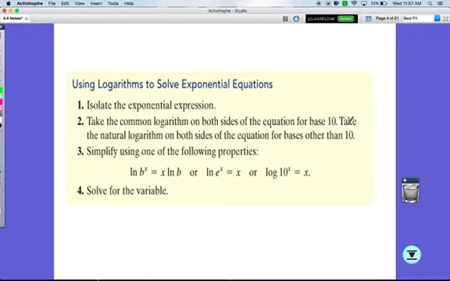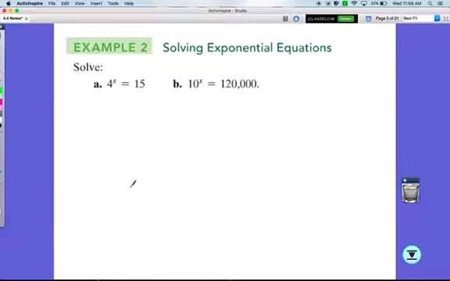Now if you cannot write the base as the same, you can isolate the exponential expression and take the common log if you have a base 10, or natural log if not. It doesn't really matter. And then you can use the power rule to get the exponent out and then solve. So let me show you how to do these.